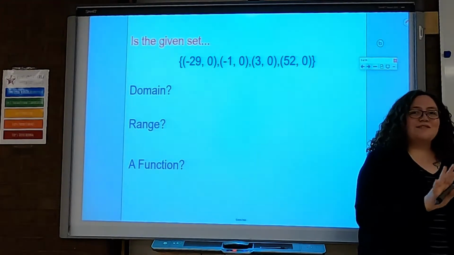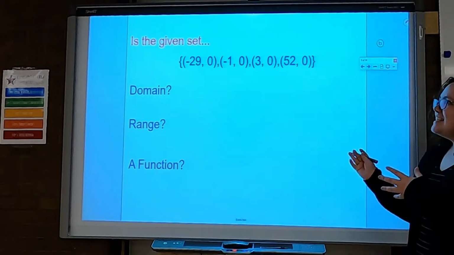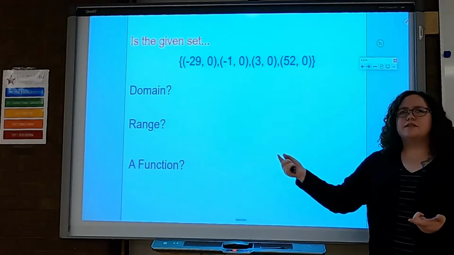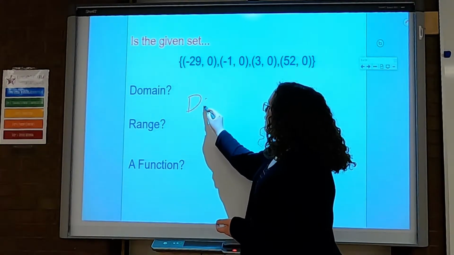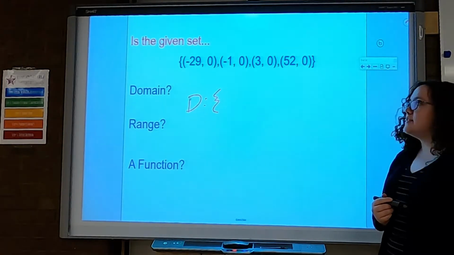All right, pause the video right here. Try this one out for yourself. Okay, is this given set of points a function? But first of all, let's figure out what the domain and range is here. You should have watched the other video for that. Domain. All right, now let's list out all of our x values, because that's our domain.